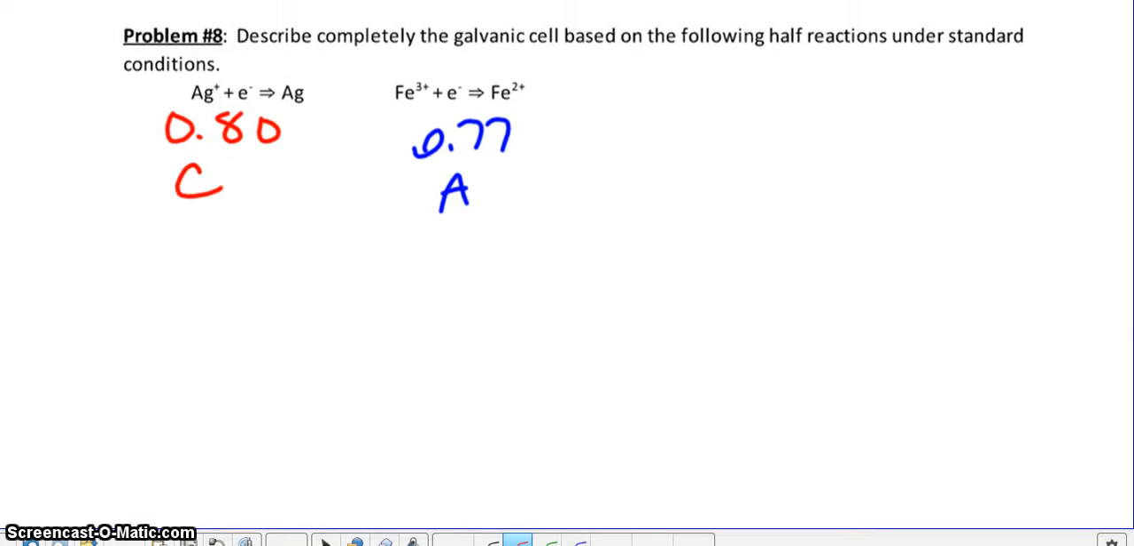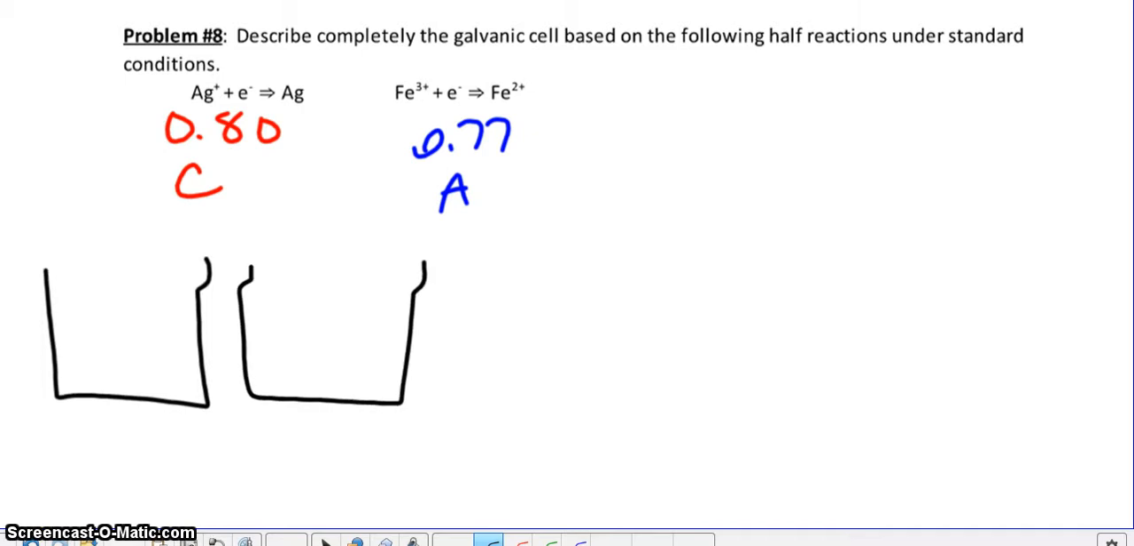So let's draw these beakers now. Ready? Let me make some colors here. And so my anode, now wait a minute. My anode doesn't have a solid. There is no solid with the iron. It's an iron 3 plus ion and the iron 2 plus ion. What do you do? Well, you have to use, let's say, platinum. So here's my platinum cathode, or excuse me, my platinum anode, my mistake.